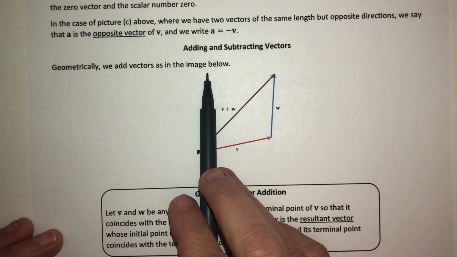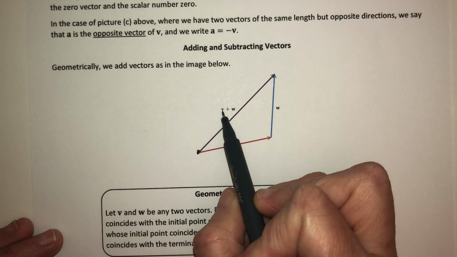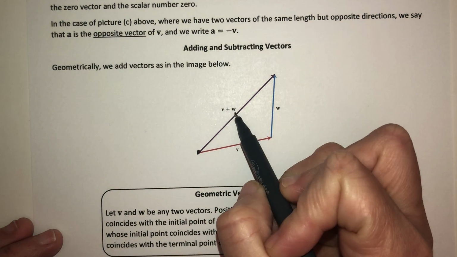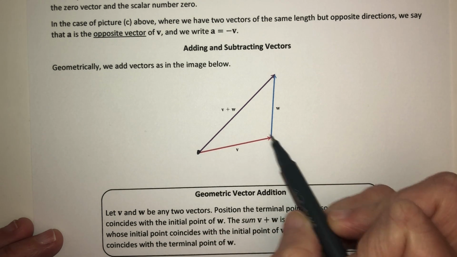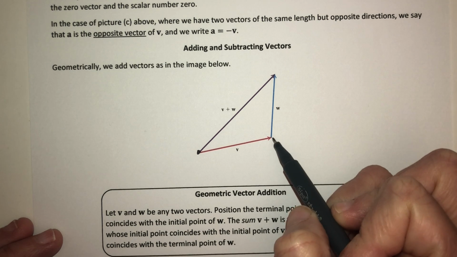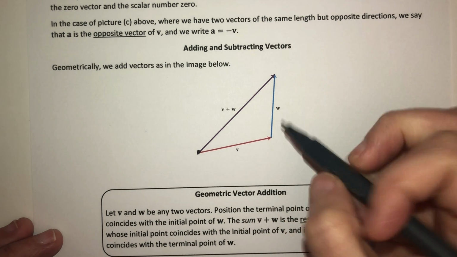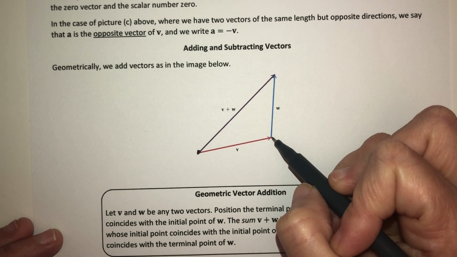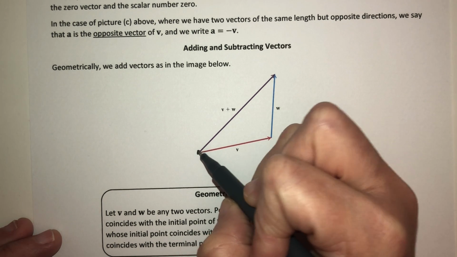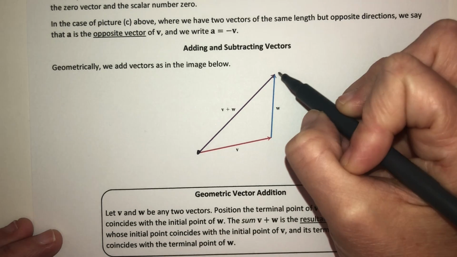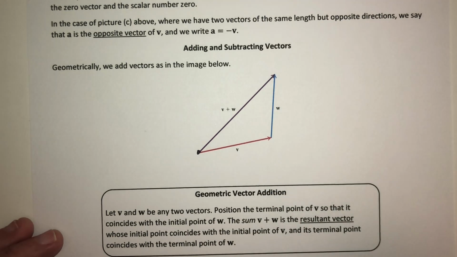So to add vectors, if I do v plus w, I go from the initial point of v to here, and then I take the w and I orient it so that the initial point is at the terminal point of v, and do that. Your answer is the vector from the initial point of v to the terminal point of w.